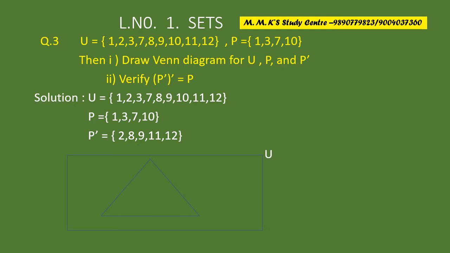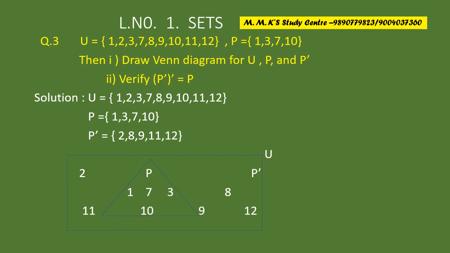Okay children, so first of all we place the numbers. Check, P is having 1, 3, 7, 10. Then the area around the P set is nothing but your P dash, so it has 2, 8, 9, 11 and 12. Yes, all the numbers are present, just check. So this is our Venn diagram.